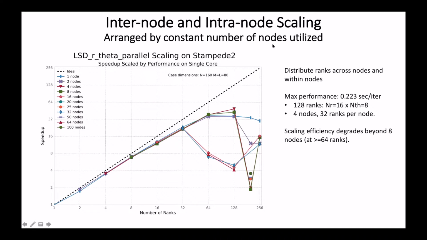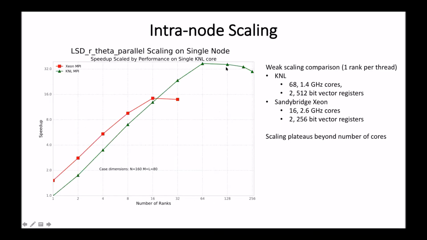So, of course, we want to see how this scales across nodes as well as within a node. In this plot, each plot line is arranged as a constant number of nodes. The single node plot is the same as this KNL curve here.